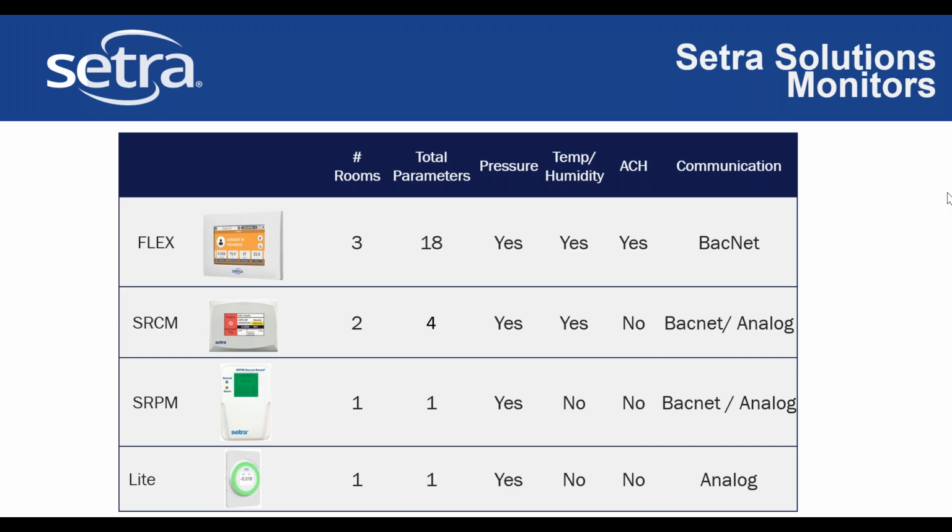Looks like I see a BACnet IP MSTP question again. I think hopefully we already answered that. Just short, in case you missed it: yes, the Flex and SRCM do IP and MSTP. And then the SRPM only does MSTP. The Flex, yeah, correct. The SRPM does MSTP as well.